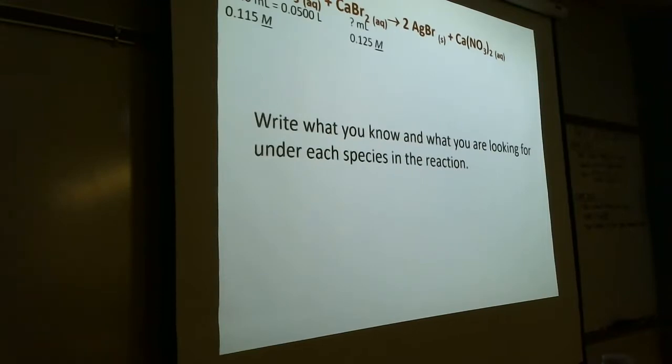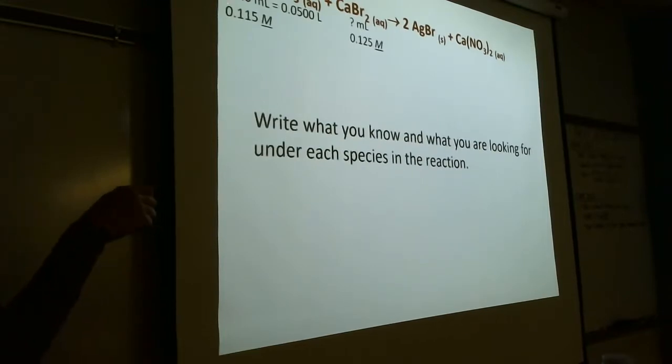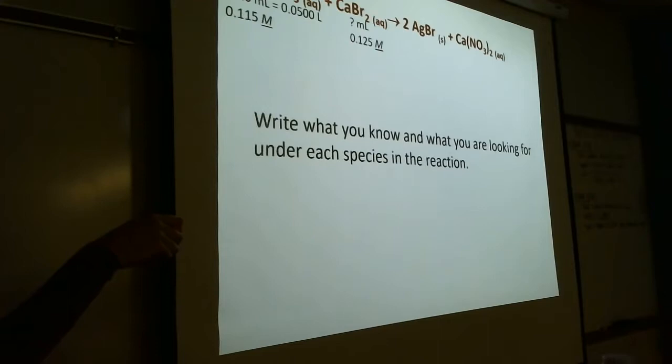Okay? The problem tells me that I've got 50 milliliters of AgNO3 and its molarity is 0.115 molar. That's what the problem told me. And it's asking me how much of the calcium bromide solution should I add to completely consume it. I know its molarity. I just need to know what volume of it I should add.